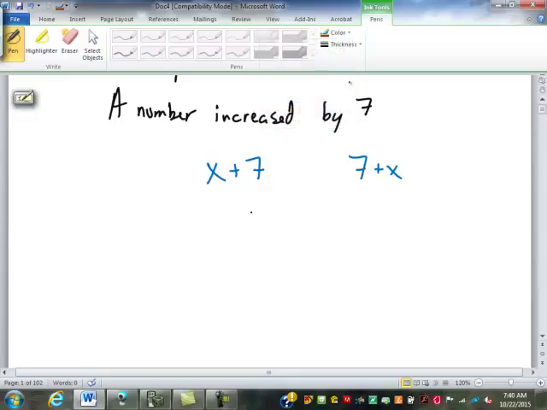So now the question is, other than this phrase, a number increased by 7, what are some other ways that we could express or write a phrase that would be represented by x plus 7 or n plus 7 or whatever variable you wanted to use?